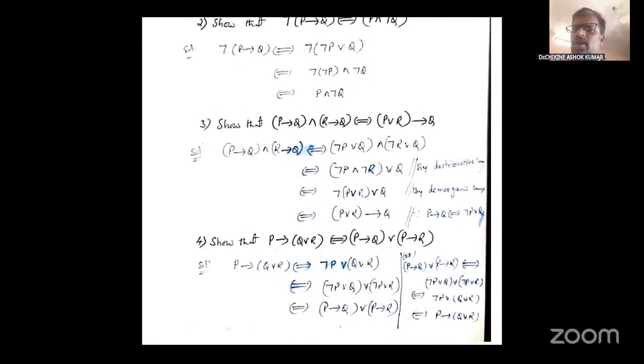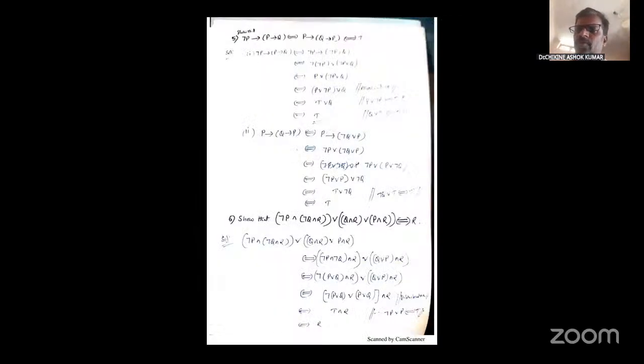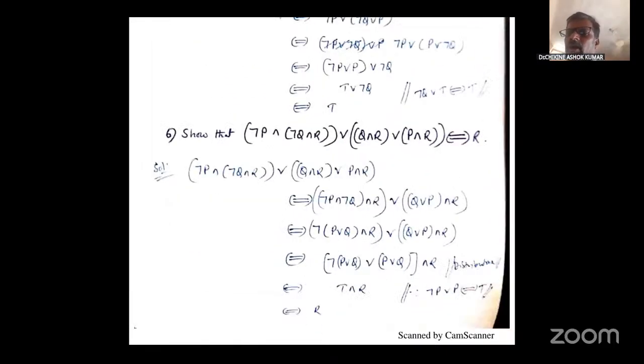Right distributive law here. So this is after the distributive law. We got it like this. Next, here this is negation P intersection negation Q intersection R union of Q union P intersection R.